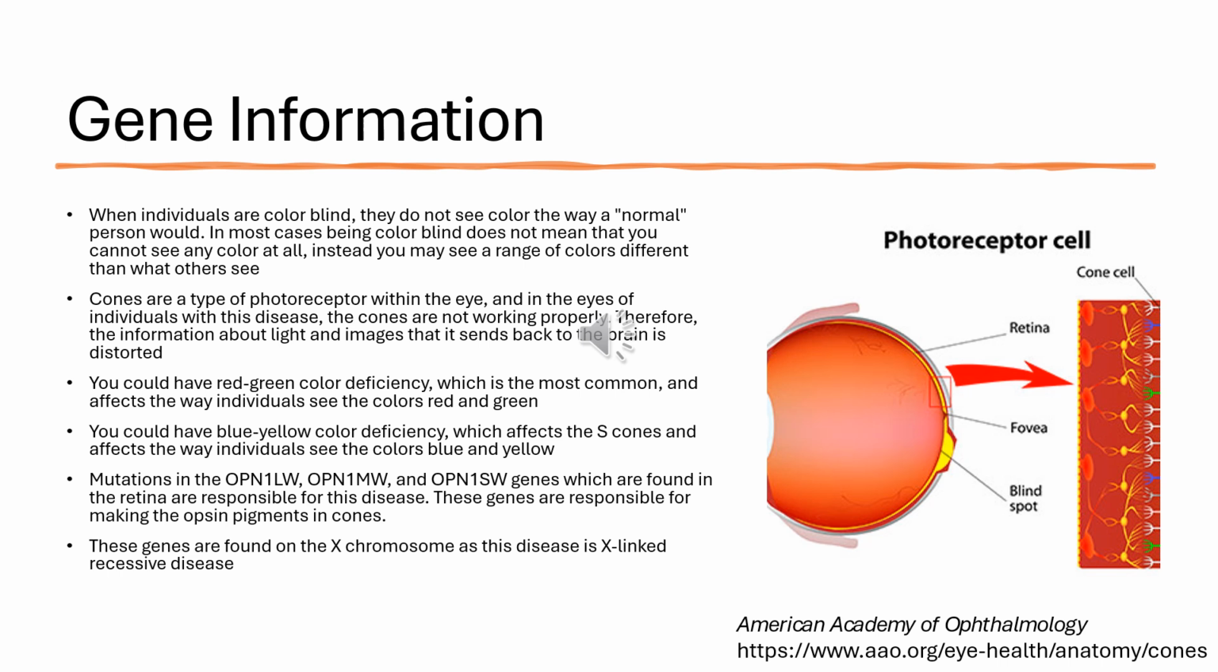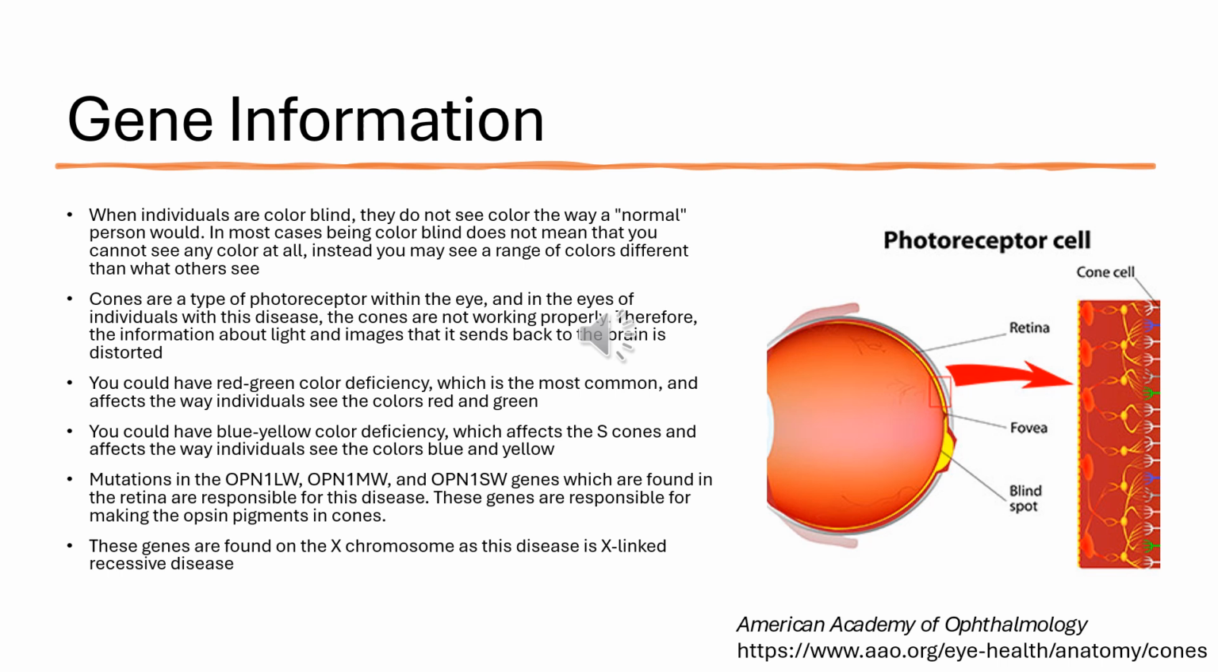Individuals who are colorblind could have either red-green color deficiency or blue-yellow color deficiency. In red-green color deficiency, individuals see the colors red and green differently. This type of color blindness is also going to be the most common. If you have blue-yellow color deficiency, individuals will see the colors blue and yellow differently due to the effects of the S cones in the eye.